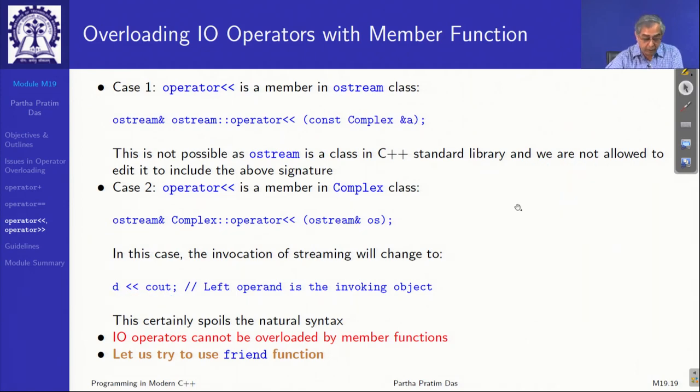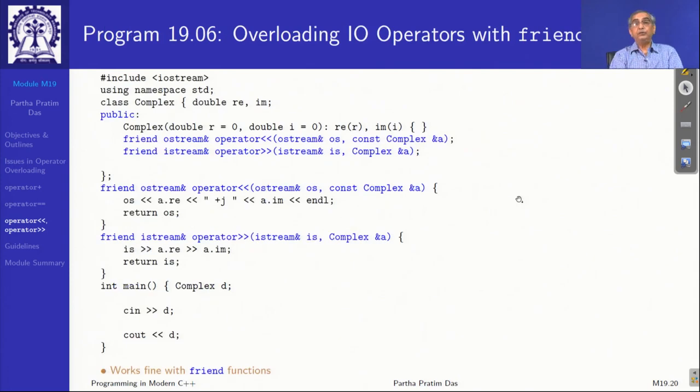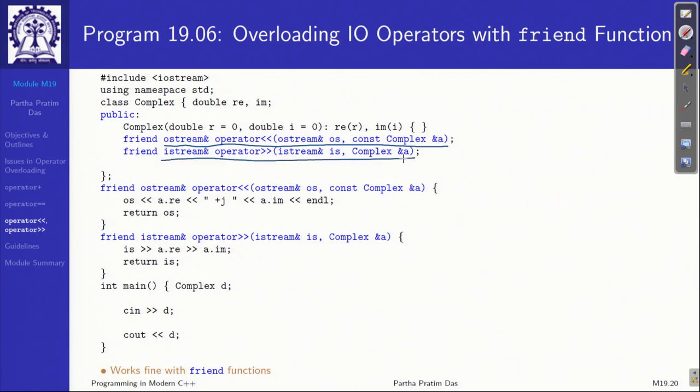Right. So, the only choice left is to have a friend function. So, now what I do is it is like the global one itself, take the OStream and the complex, return the OStream for the output operator, take the IStream and return the IStream for the input operator, and you can rein in the encapsulation again, because you have friend functions.